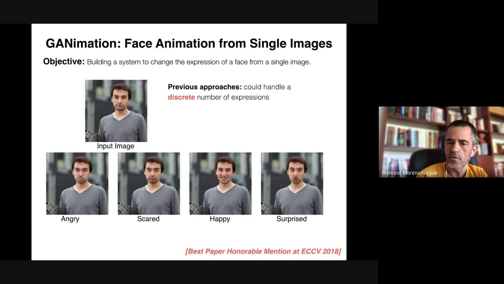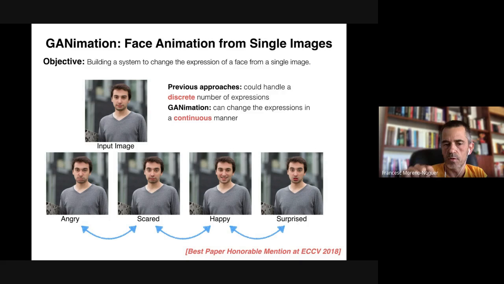But the main contribution of our work was that we could do this smoothly. We could smoothly transition between the different expressions. I don't know if it's observed in the video, I hope so, that we could smoothly change from one expression to the other.